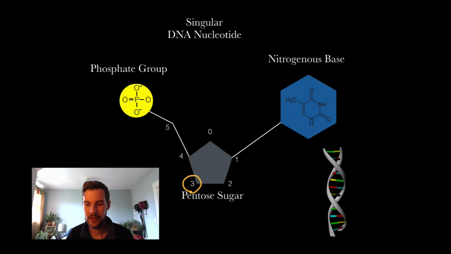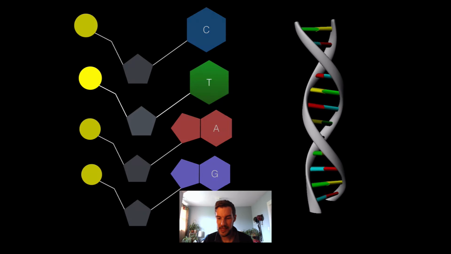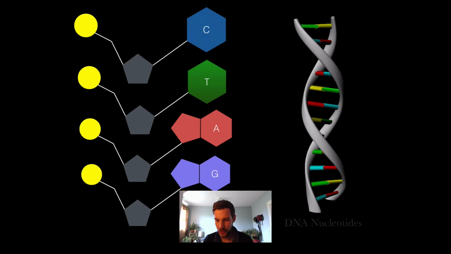And then it's going to have a nitrogenous base, and the nitrogenous base is going to have nitrogen. So if we split that apart, nitro meaning nitrogen, you can see these little nitrogen atoms there. And then if we split apart pentose, pent meaning 5, that's why it's called a pentose sugar. So in DNA, we can have 4 different types of nucleotides, and those are going to be cytosine, thymine, adenine, and guanine.